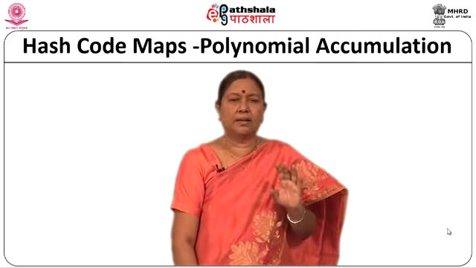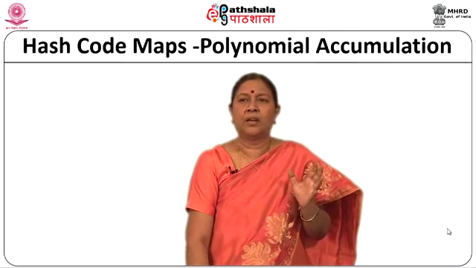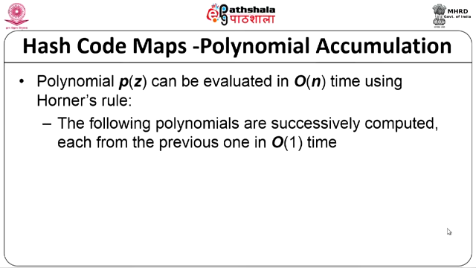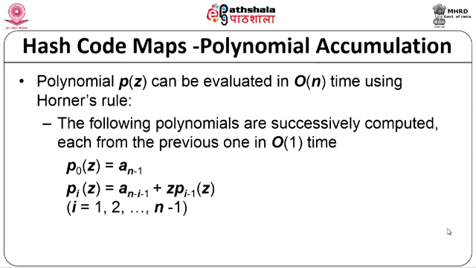This polynomial can be evaluated in the order of n using Horner's rule. The following polynomials are successively computed, each from the previous one in O(1) time, so you can do it in the order of n. This is just Horner's rule, where p(z) is equal to p(n minus 1) z.